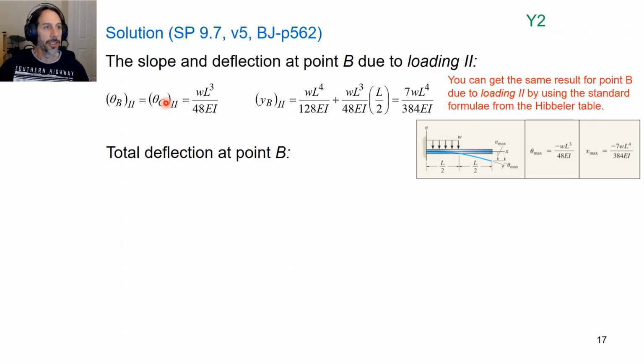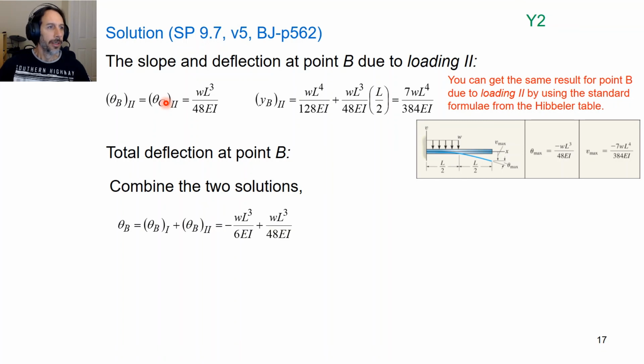Okay, the total deflection at point B is simply combining the two solutions, so add them up. Using our sign convention indicating negative as downwards, loading 1 is negative, plus loading 2, which is pushing up, gives us that as our slope.